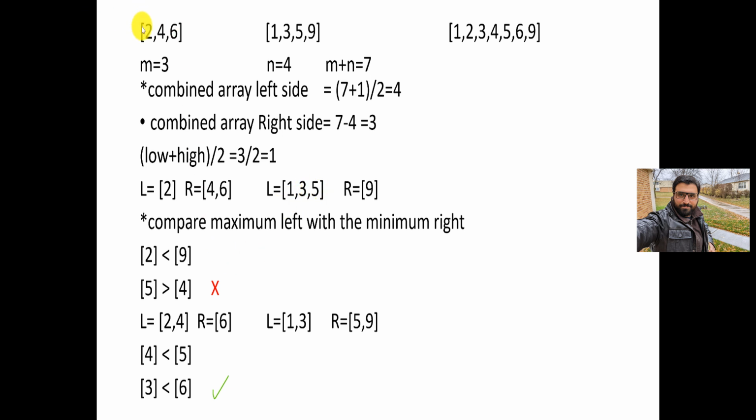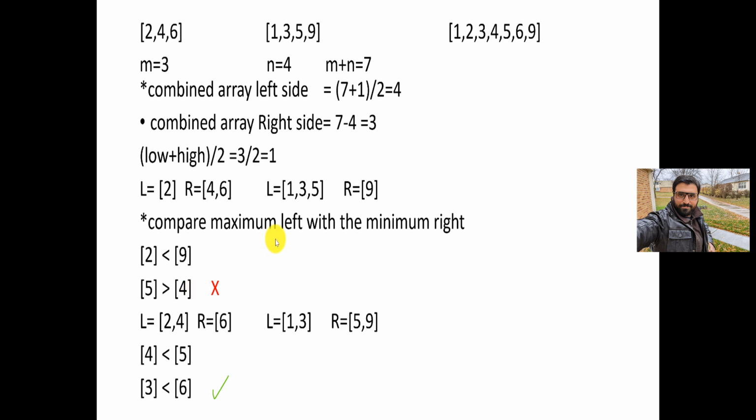And then each array will be divided into two sections, the left and the right. If we take just 2, that means the right part of the first array will be 4 and 6. And if we take 1, 3, 5, the right part is just 9. So now we compare the maximum of the left, 2, with the minimum of the right of the other array, which is 9. So 2 is less than 9, correct. And now we do the same thing. We compare the maximum of the left, 5, with the minimum of the right, which is 4. But 5 is bigger than 4.